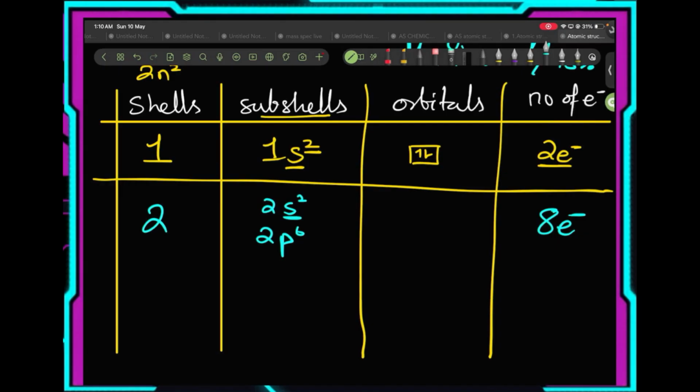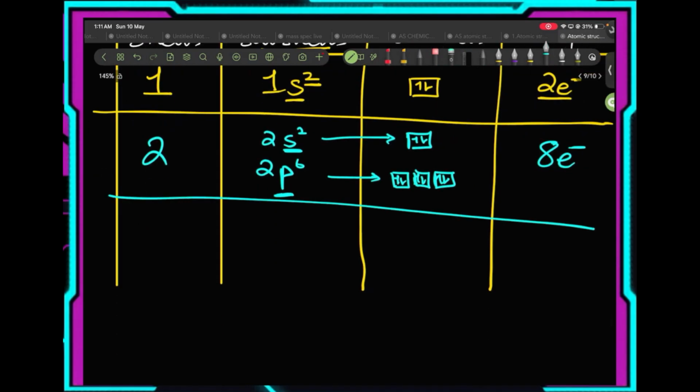If s is accommodating a total of 2 electrons, how many orbitals should it have? I'm talking about just the s subshell. Forget about the p subshell right now. So it's 1. The s subshell has one orbital to accommodate the first 2 electrons, and the p subshell should have 3 orbitals in order to accommodate the 6 electrons, because one orbital can only accommodate 2 electrons. Right? Let's move on to the next shell.